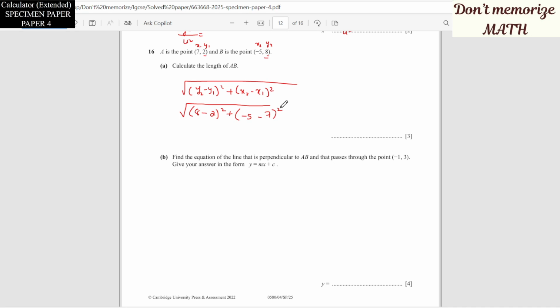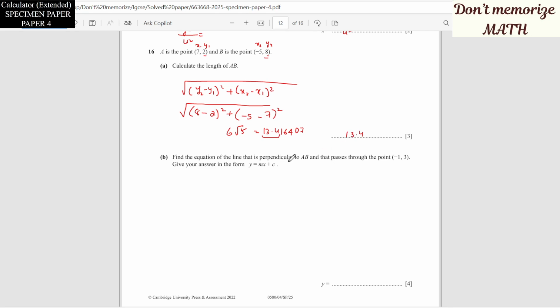You will get 6 root 5. Okay, 6 root 5 is a surd. You can just press SD. When you press SD, you will get 13.4164, round and write in 3 significant figures. So it will become 13.4. Okay, it is the length. There is no unit. It is a coordinate system, so we don't have units, so just keep it like that. 13.416407, like this you will get. So round and write in 3 significant figures.